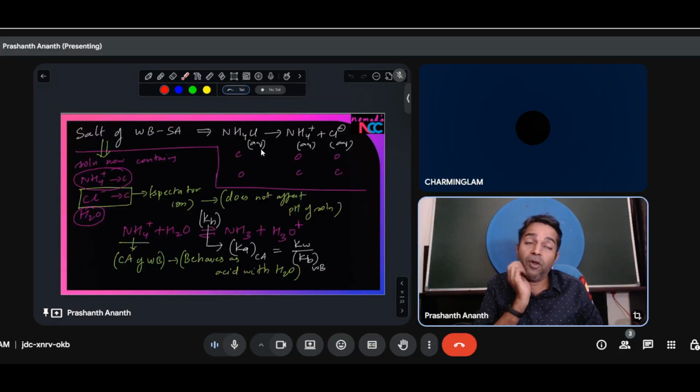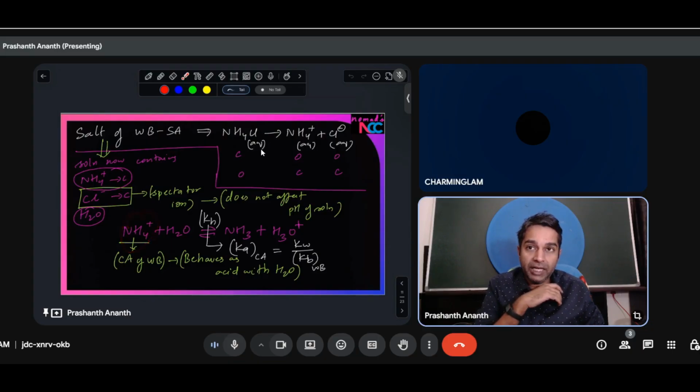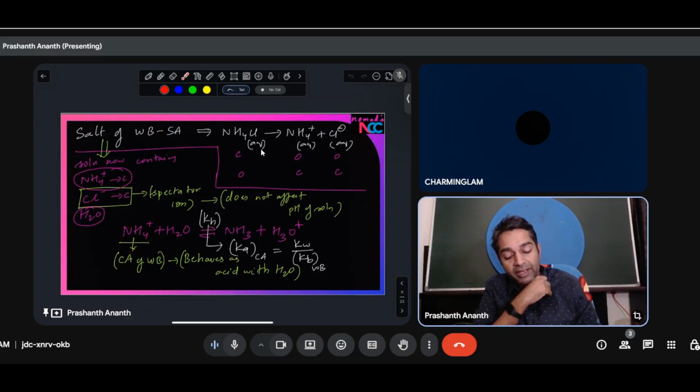And the same type of logic we can then apply for salt of weak base and strong acid, NH4Cl, NH4 plus and Cl minus. We are going to be having NH4 plus and Cl minus, concentration being C and C. The NH4 plus ion will be the one which is going to be reacting with water here. What is it going to be reacting as? It is a conjugate acid of a weak base. So this fellow behaves as an acid with water in this particular scenario.